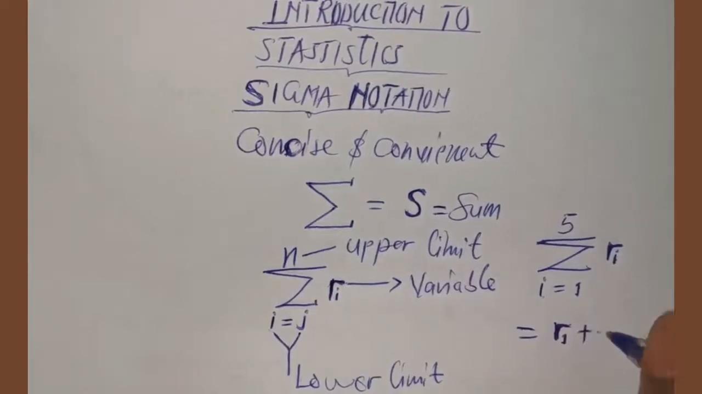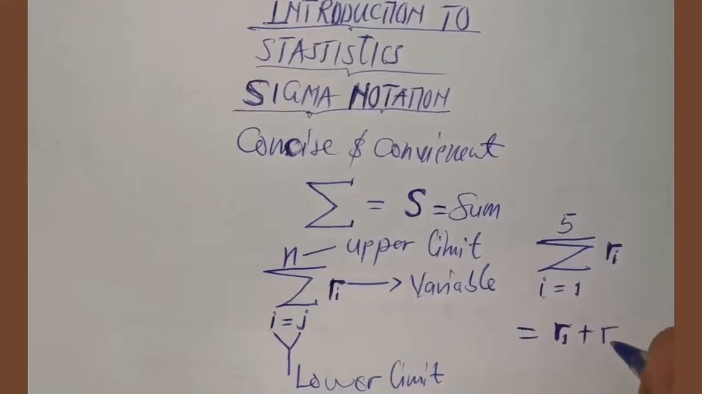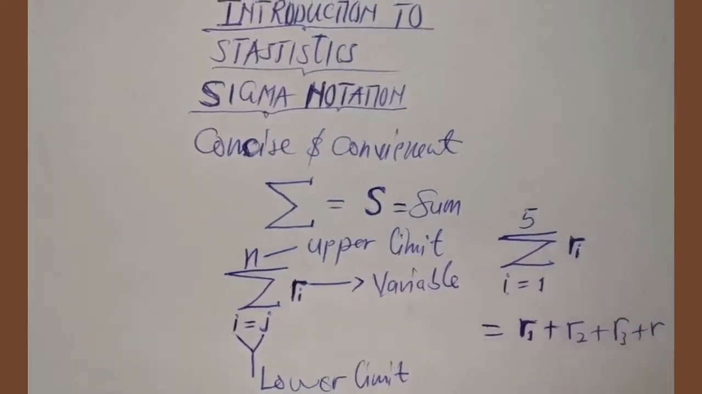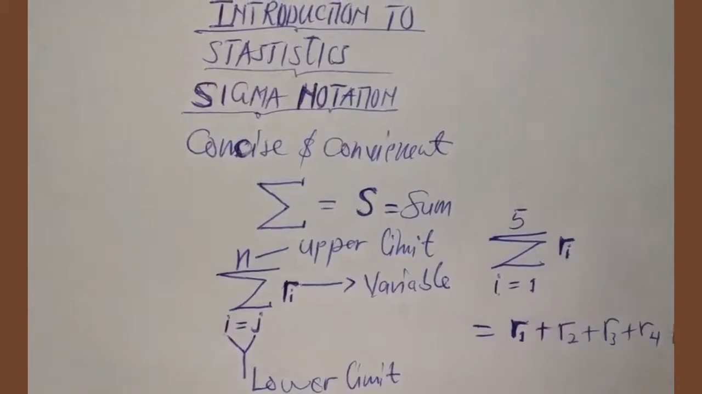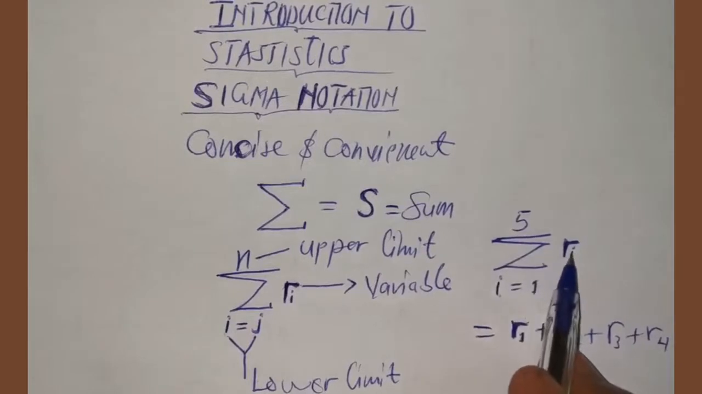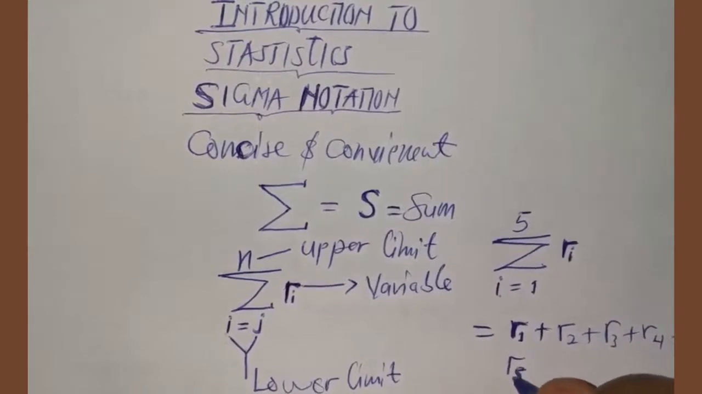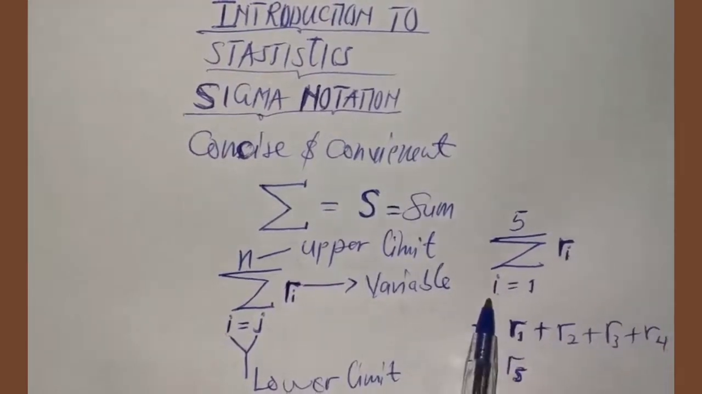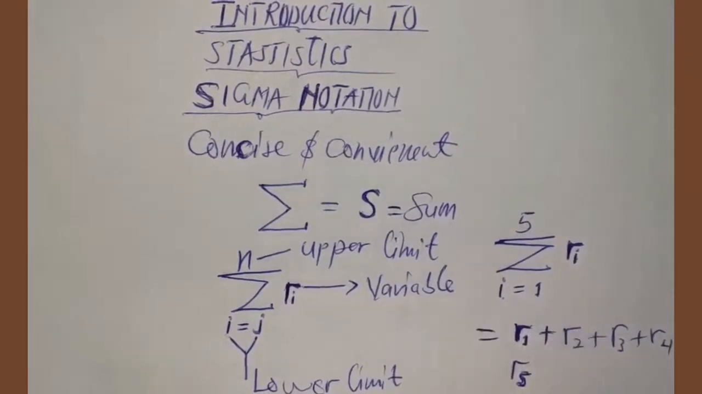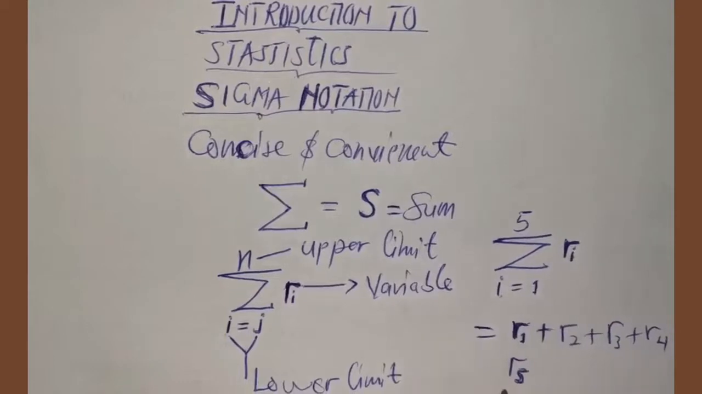Then plus, from the 1 we move on to 2, so r_2 plus r_3 plus r_4 plus, and so on. The upper limit is the limit where r can reach or end, so we are moving towards r_5. You see that the r started with the i, the lower limit with which r will start, and we ended with the upper limit where r will reach or end. And that's how we have gotten here.